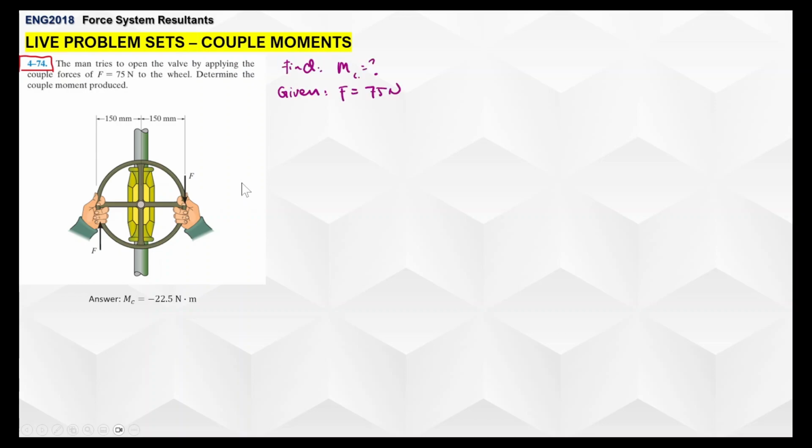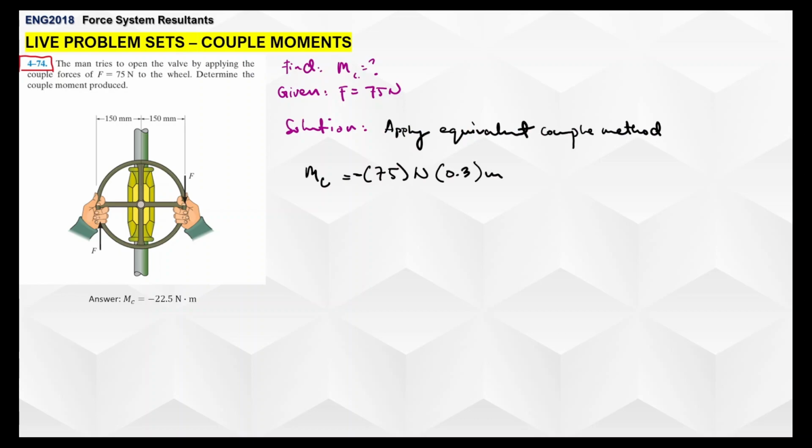So here's the given, and the solution here is pretty straightforward. All you have to do is apply the equivalent couple method, which is simply multiplying, just like your ordinary moment. You get the magnitude of the force and multiply its perpendicular distance. So you determine the sign, if it's positive or negative. In this case, it's going to be negative because it's going to be clockwise. It's not counterclockwise. So it's going to be negative 75 newtons times 0.3.